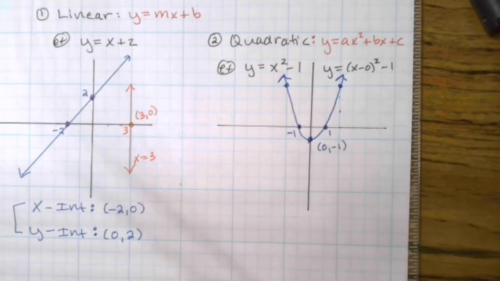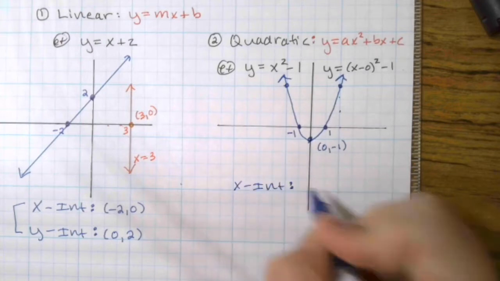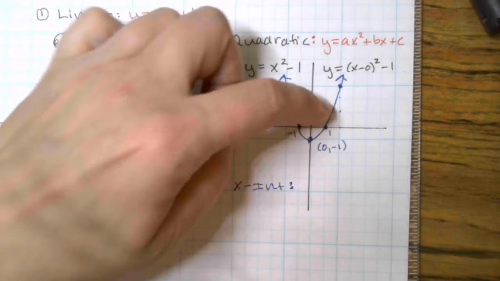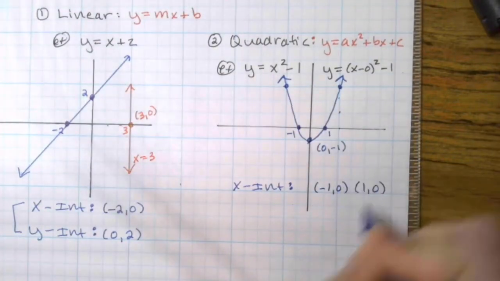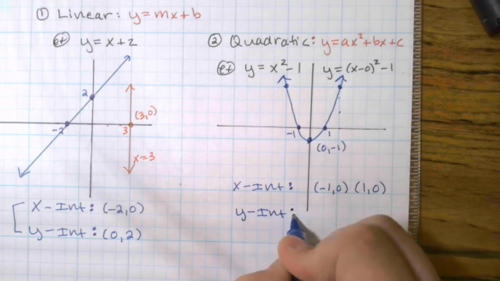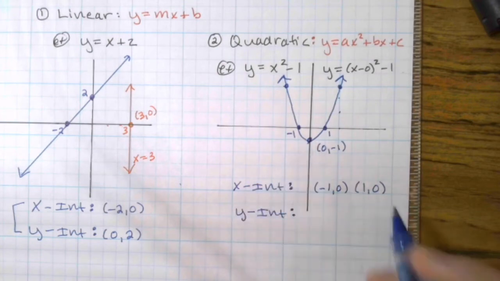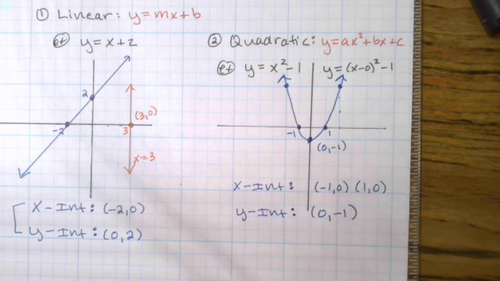So on this graph, if you were asked to give an x-intercept, there would actually be 2 of them, one here and one here. So it would be negative 1, 0, and 1, 0. If you were asked to give a y-intercept, this would be where it crosses the y-axis. In this case, it's the vertex, 0, negative 1.